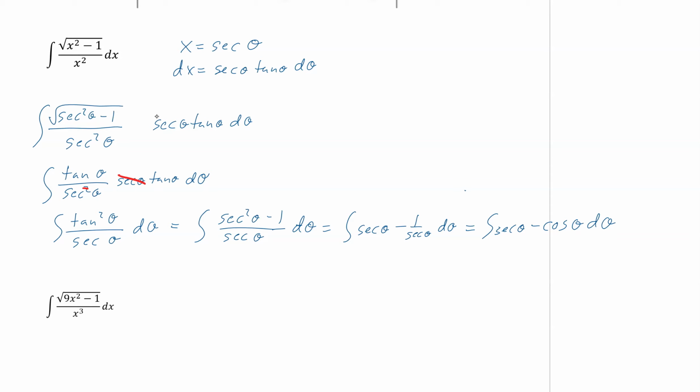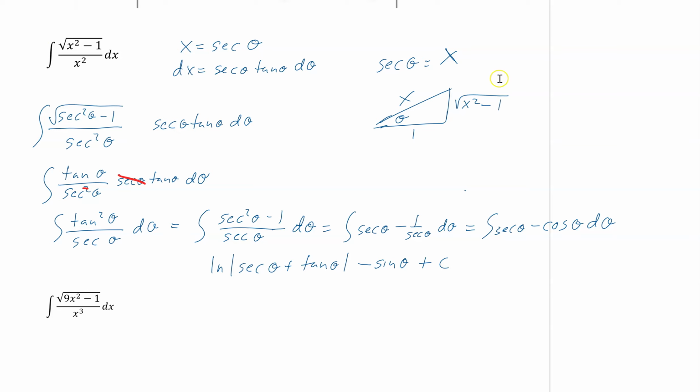So we know secant theta's integral is the natural log of secant theta plus tangent theta. And the integral of cosine is sine. So minus sine theta plus c. So now we go back. Secant theta is equal to x. We make our little triangle and put theta, and so that's x over 1. So this would be the square root of x squared minus 1.